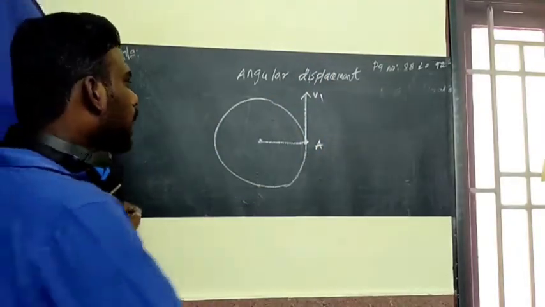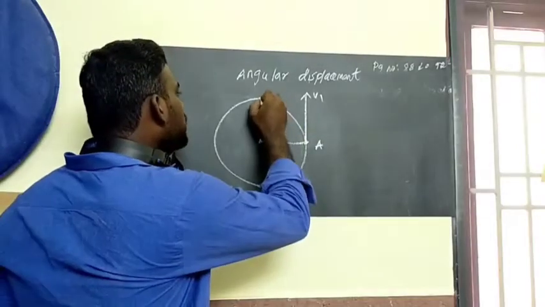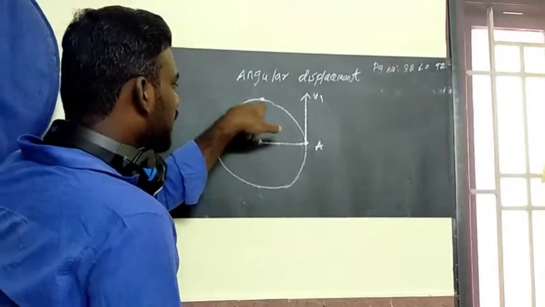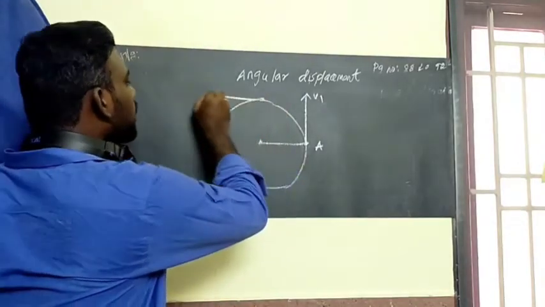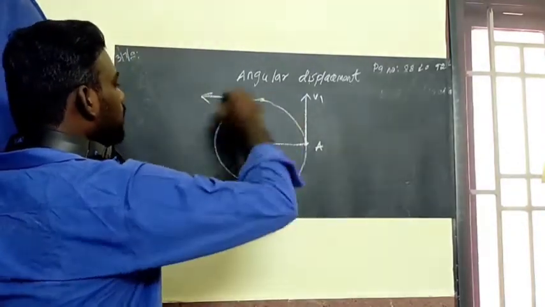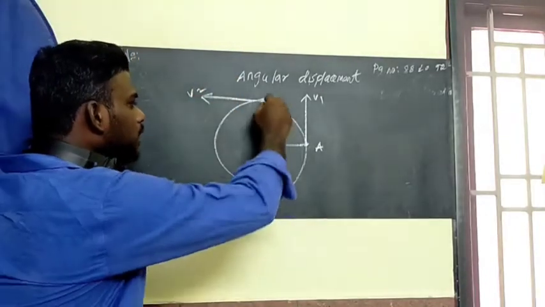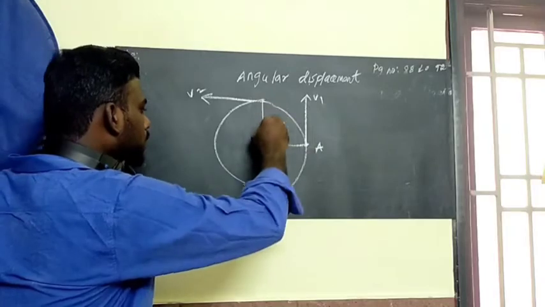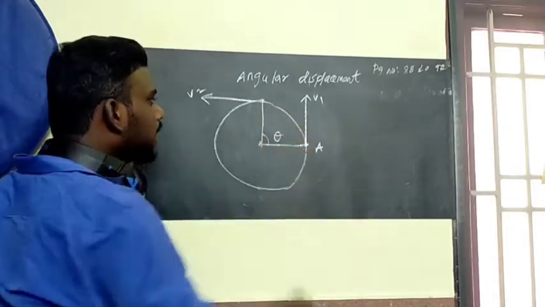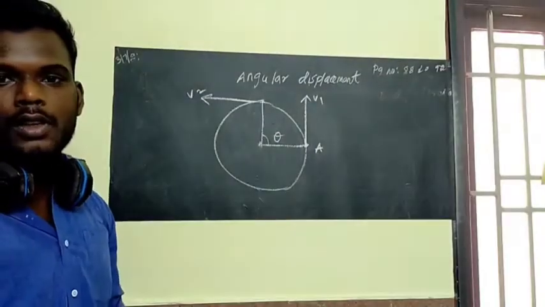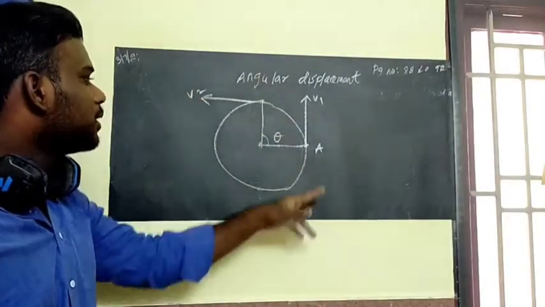Then after some time t, the position of the particle is here. The direction of the velocity of the particle at this point will be tangential to the circle, that is B2. And if you join the initial point and final point, there is some angle. This is called angular displacement.